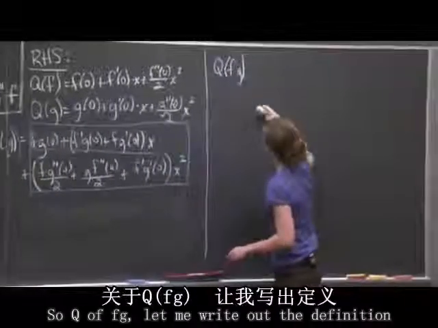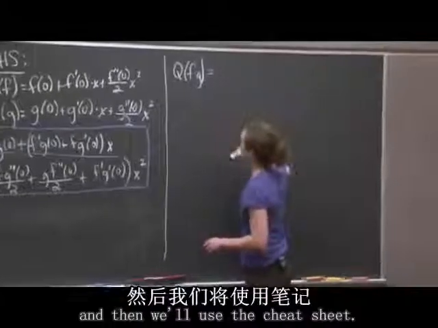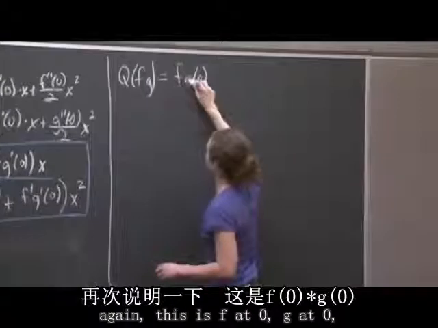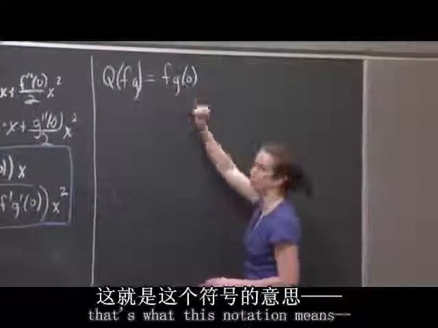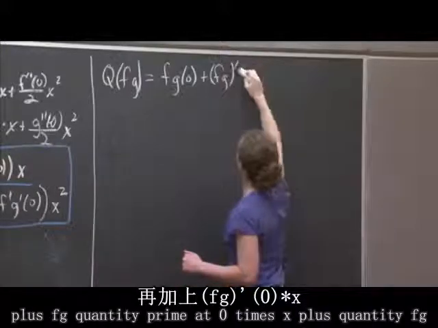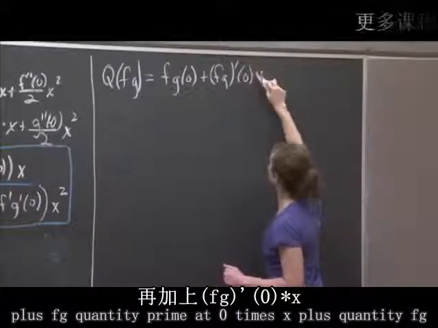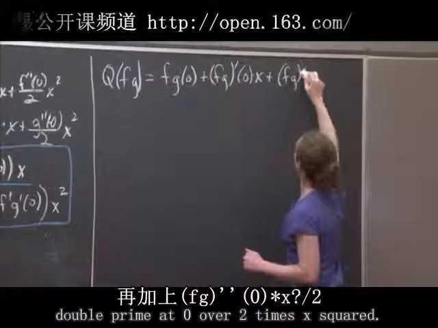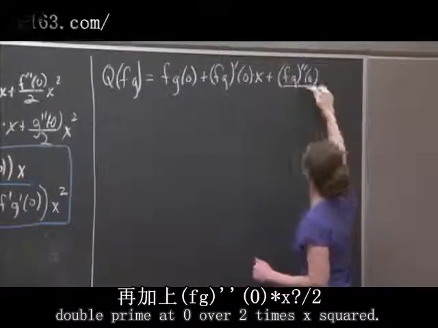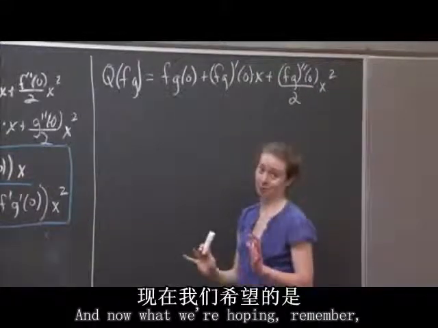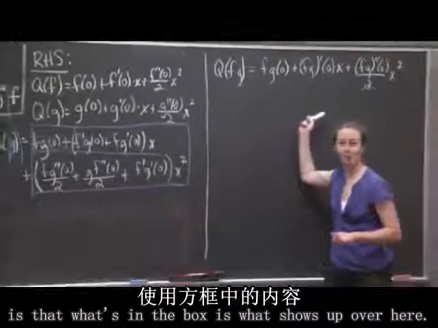So Q of fg, let me write out the definition, and then we'll use the cheat sheet. It's fg at 0. Again, this is f at 0, g at 0. That's what this notation means. Plus (fg)' at 0 times x plus (fg)'' at 0 over 2 times x squared. And now what we're hoping, remember, is that what's in the box is what shows up over here.